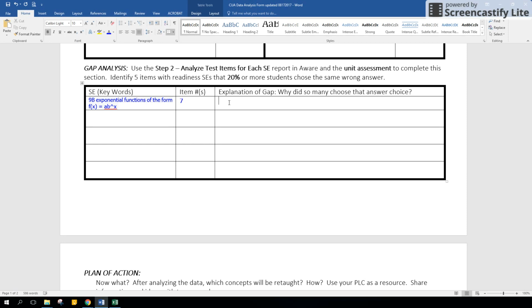So for this one, I'm going to say that they got the X and A mixed up. So when they were plugging in their numbers in the calculator, they got those two numbers mixed up every time, and so it always threw off the answer. All right, looking at the next one.